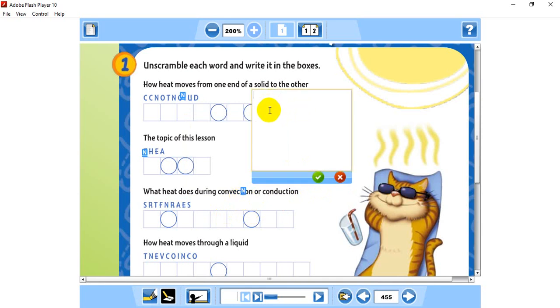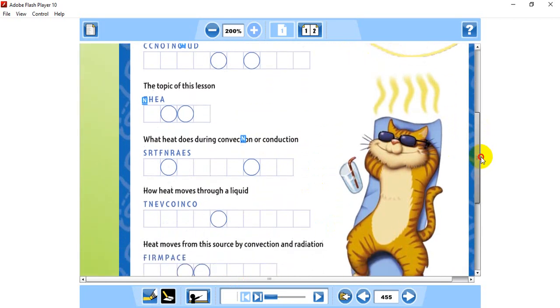Okay, I will write it here. Transfer. Transfers. You should write it also as the last one. Okay, so the last one is what? Transfer. Okay, transfers. Okay, let's go to the next one.